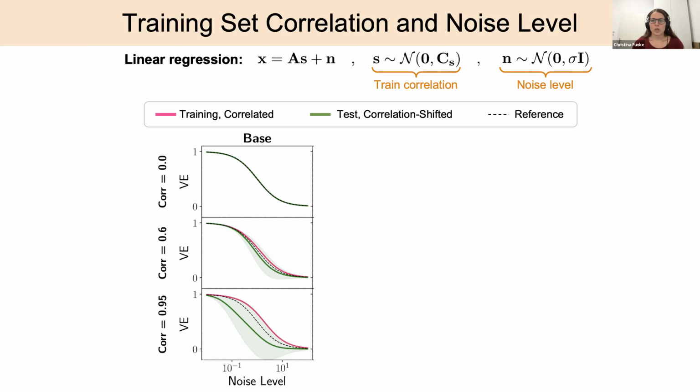In each subplot, we show the variance explained, where higher is better, as a function of the noise level. The magenta line shows the results on the correlated training data, whereas the green color corresponds to the correlation shifted test data. The dark green curve shows the performance on uncorrelated test data, while the shaded green region shows the spread of performance over test data with varying correlations from anti-correlated to correlated. The strength of the correlation that was present during training increases, moving from the top row to the bottom row.